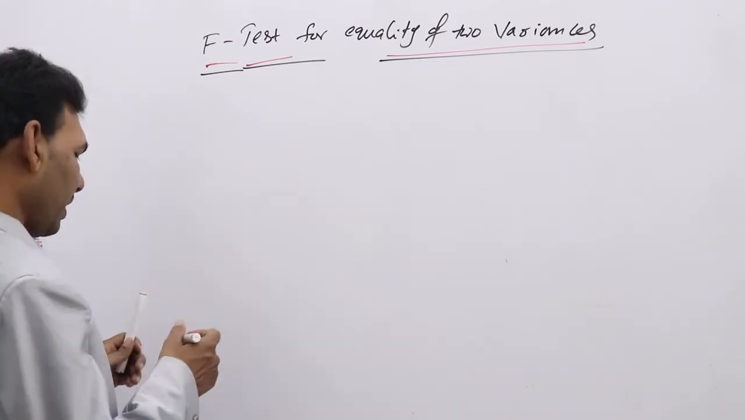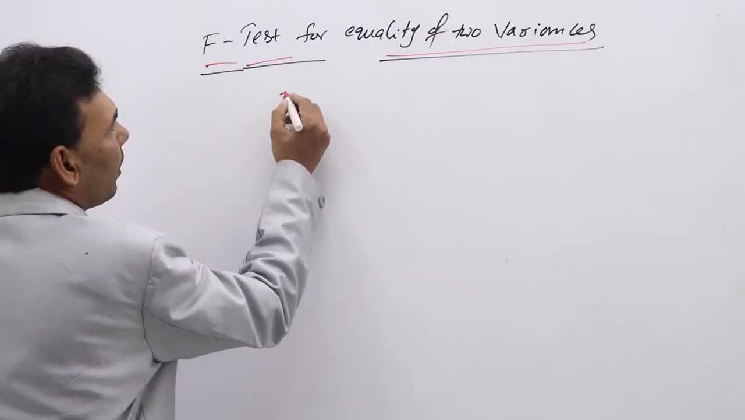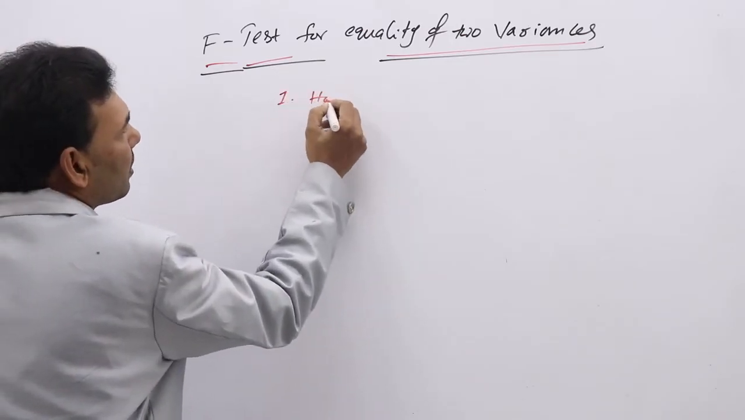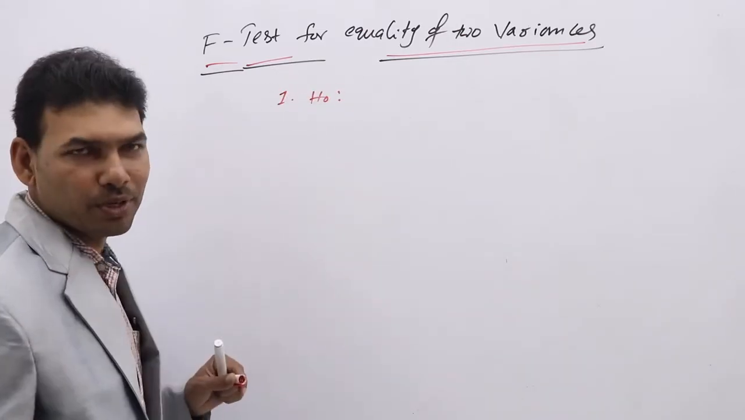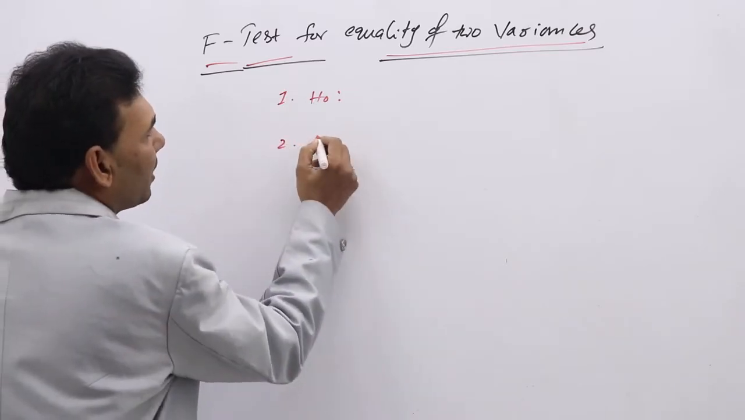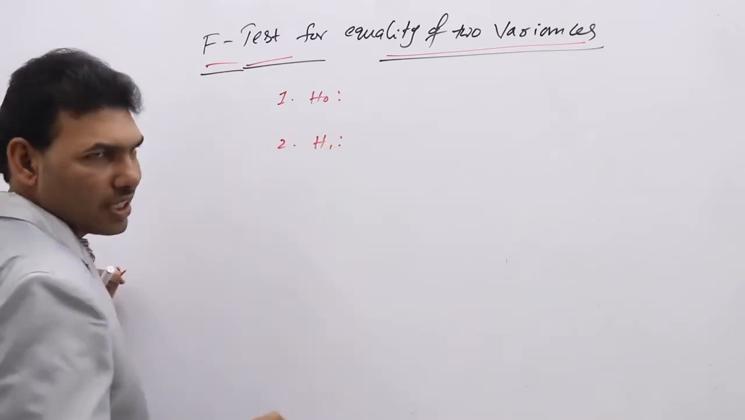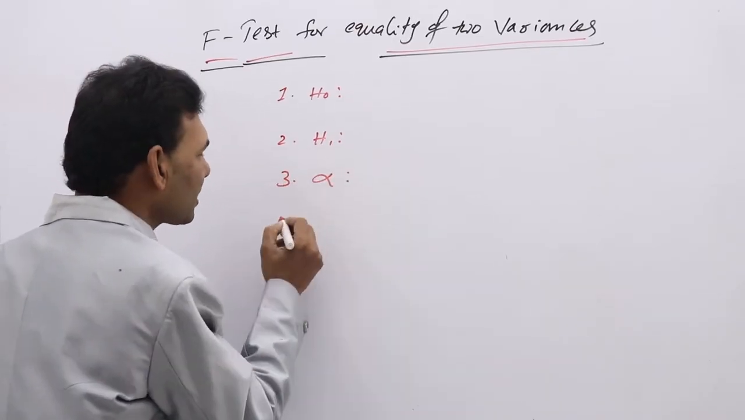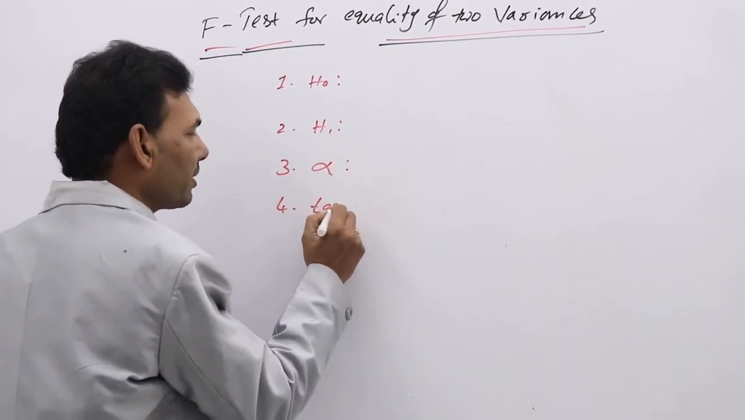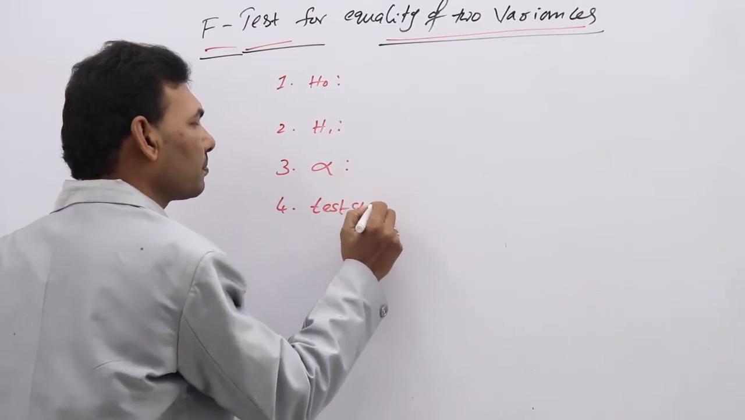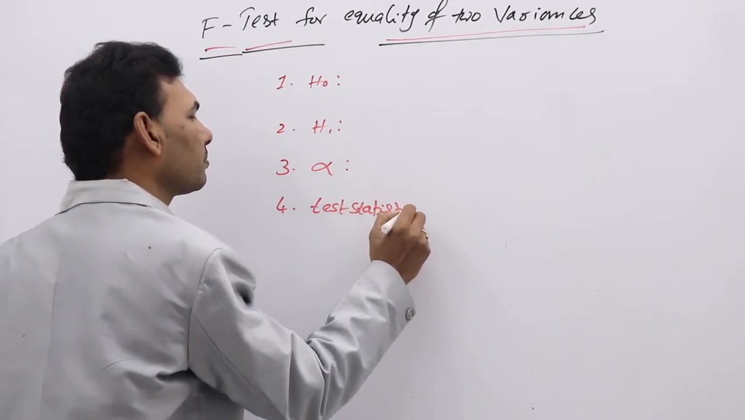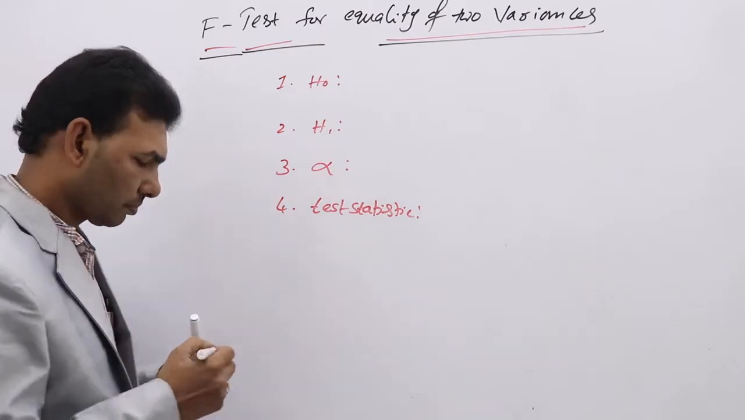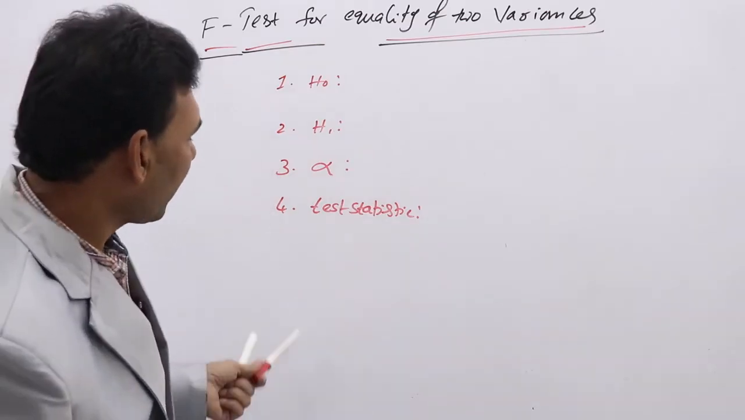So here, it may be any test, we follow these steps: writing null hypothesis H0 and alternative hypothesis, alpha level of significance, test statistic. So finally conclusion.